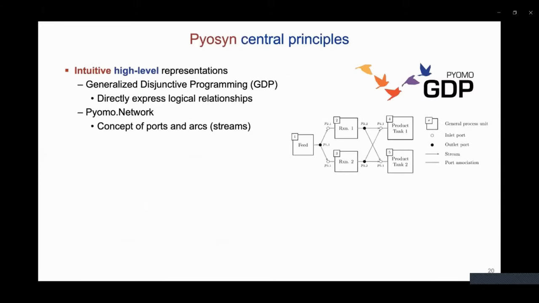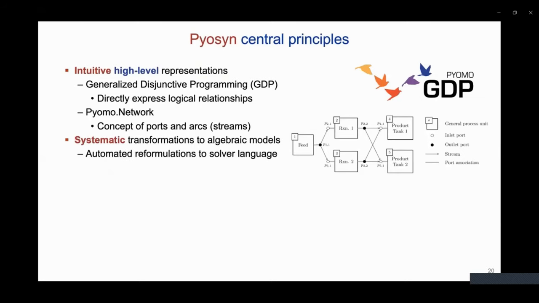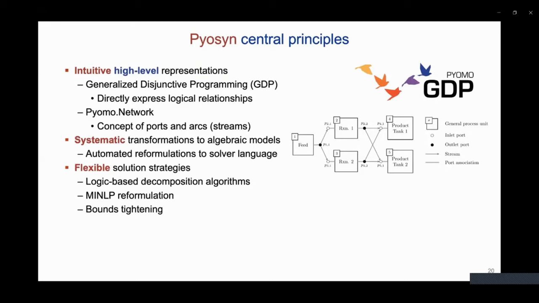Now, what are the central principles? Well, first, we want to use an intuitive high-level representation that we claim we can do with generalized disjunctive programming, which has been around for some time. Then, in order to generate the superstructure, we make use of Pyomo.network, which uses the concepts of ports and arcs to generate the superstructure. And we'll have a systematic way of transforming the algebraic models. We can have different reformulations, as we'll see. For example, we'll talk about the logic-based approximation, or it could be directly an MINLP, and then also perform bound tightening to help expedite the solution of the model. So these are some of the principles: basically being intuitive, systematic, and flexible.